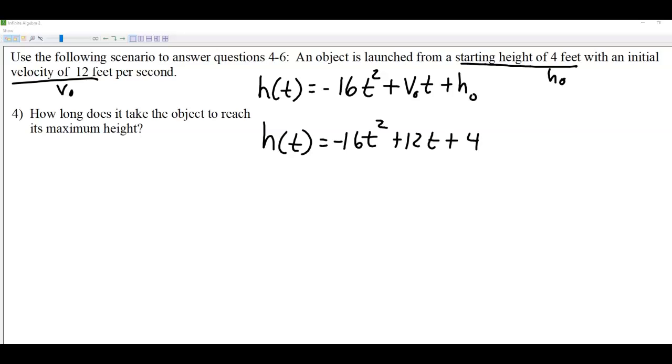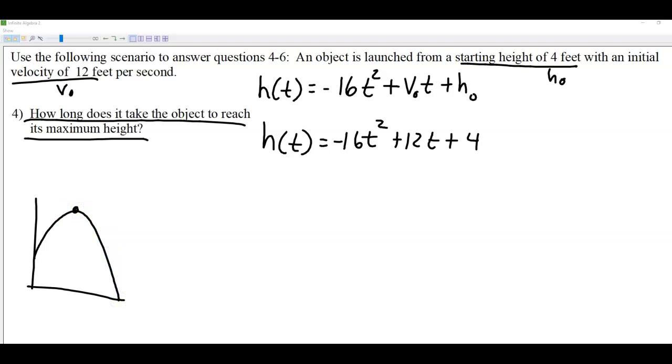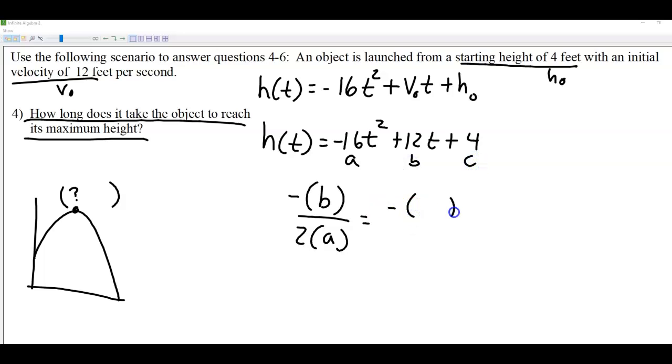So the first question, number 4, says how long does it take for the object to reach its maximum height? In other words, how long does it take for the object that's been thrown to reach the vertex? And when we're asked how long, we're looking for the x part of the vertex. And the way you find the x part of a vertex is by doing negative b over 2a. So this is my a, this is my b, and this is my c. So negative b over 2 times a is negative 12 over negative 32.